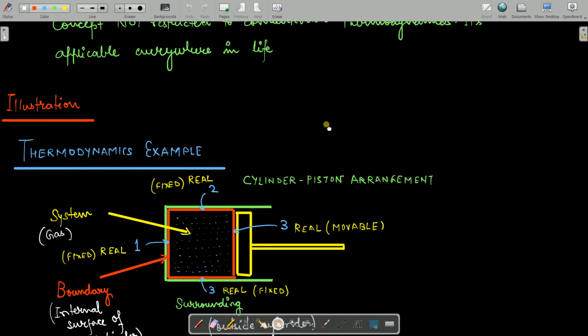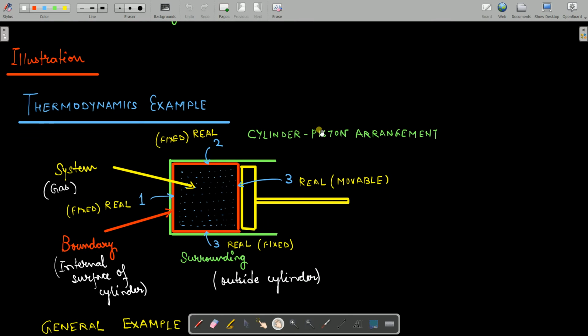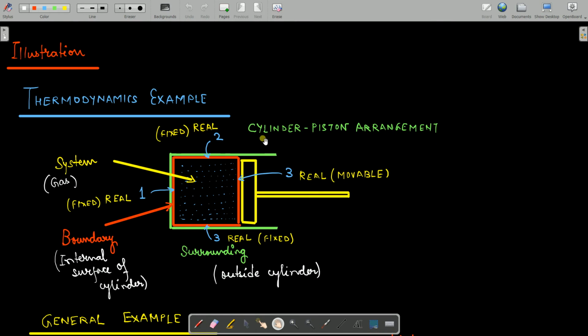Moving to next, let's see an illustration. I'm giving you one thermodynamics example for this, a very popular example called the cylinder piston arrangement. I have a cylinder and a piston, and as you can see, there is some gas present inside. I am focused on this particular gas and I want to study it. So if my entire concentration and focus is on this gas, then I will consider this gas to be my system. Now you can consider this system separately from the surrounding with the help of the boundary. This red colored region, as you can see, is called your boundary.